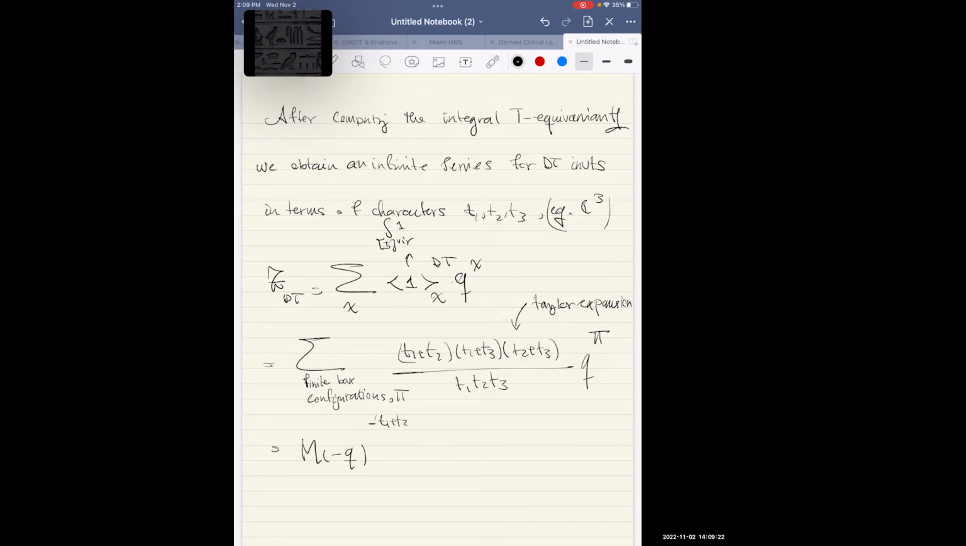M of Q to the power of T1 plus T2, T1 plus T3, T2 plus T3, divided by T1, T2, T3, where M of Q is the McMahon function in variable Q. Okay, any questions?